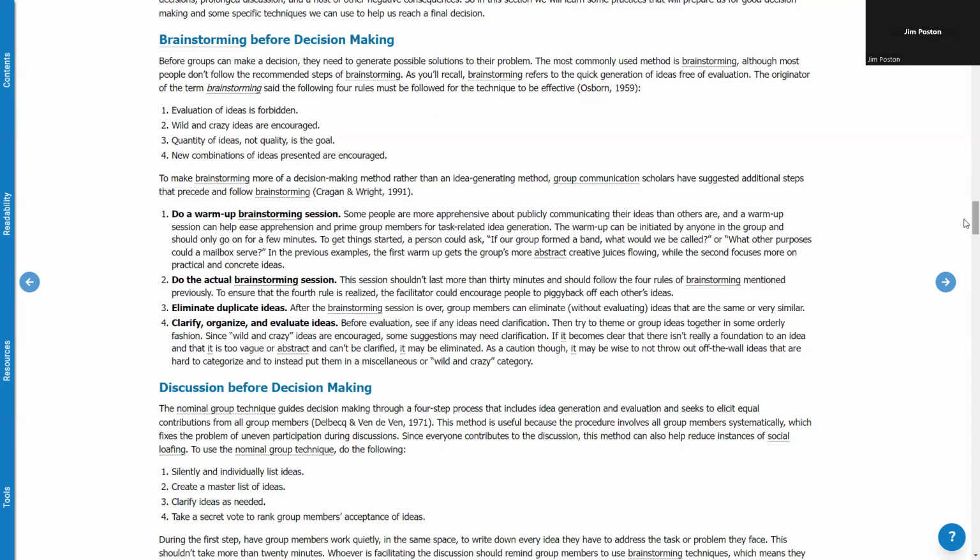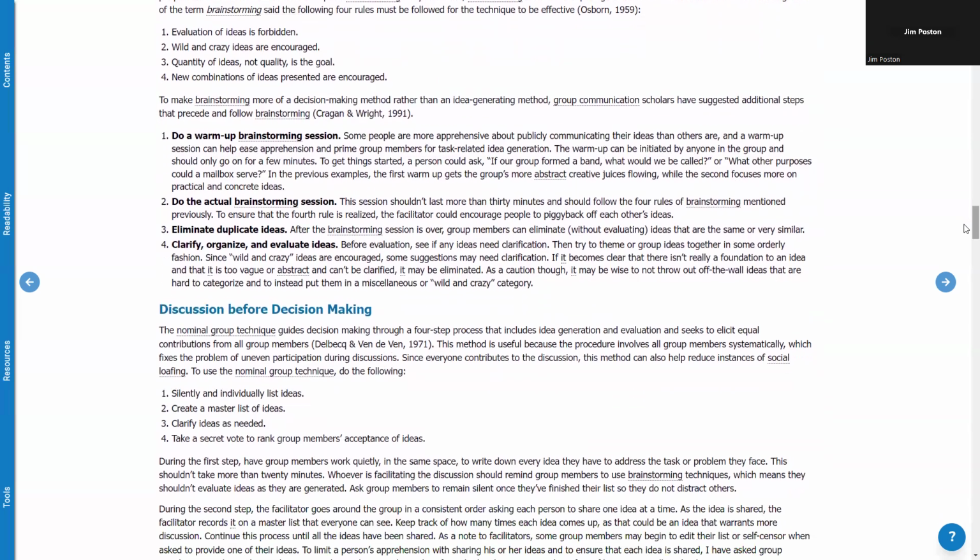Evaluation of ideas is forbidden. Wild and crazy ideas are encouraged. Quantity of ideas, not quality, is the goal. New combinations of ideas presented are encouraged. To make brainstorming more of a decision making method rather than an idea generating method, group communication scholars have suggested additional steps that precede and follow brainstorming.